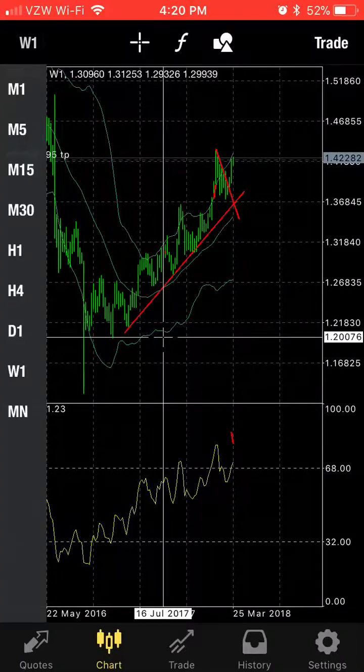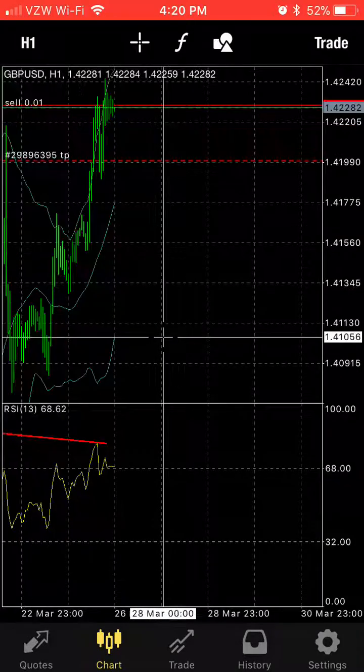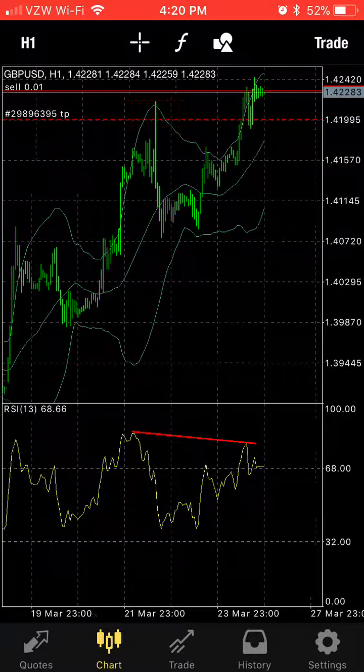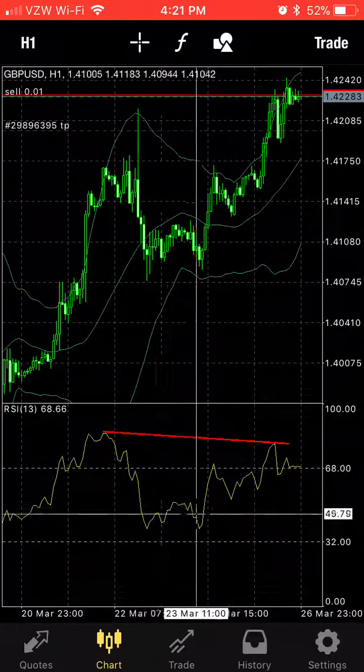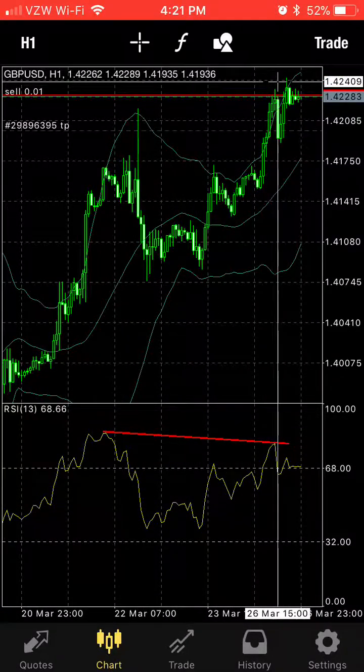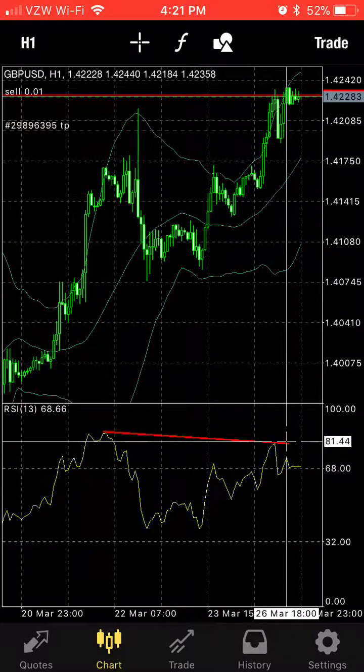And you come to the chart and start at a 15-minute. Actually, let's start with the hour. Here's the 1 hour chart. It shows a push outside the band, then it pulls back in. We made another high, but you have RSI divergence as well.